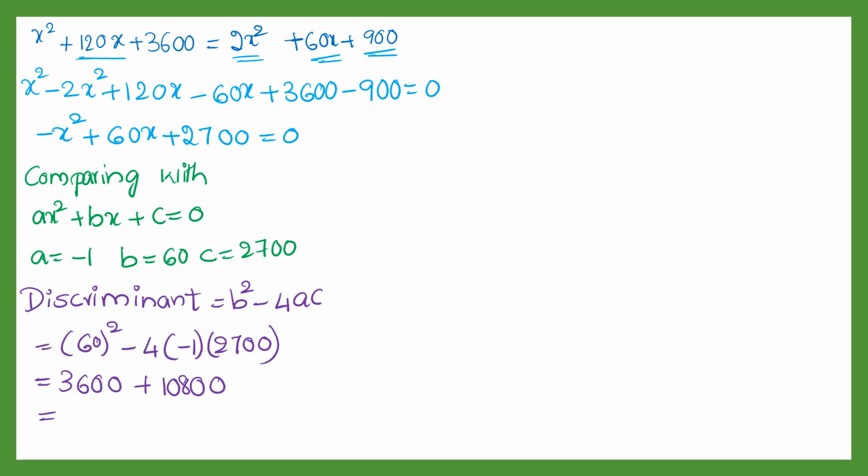So 3600 plus 10800, 108 plus 36, that is 144, so 14400. So we got the discriminant, what is it? 14,400. It is greater than 0. So we will get two distinct real roots. So we can use the quadratic formula to find the roots now.